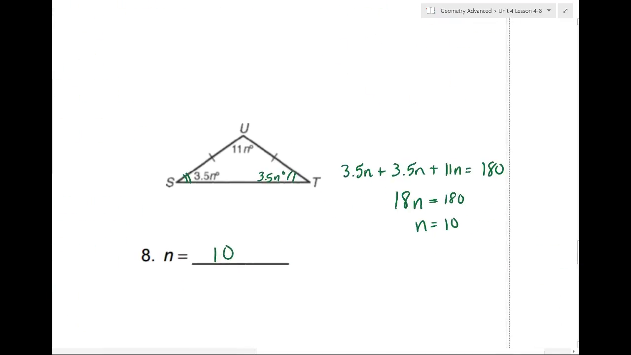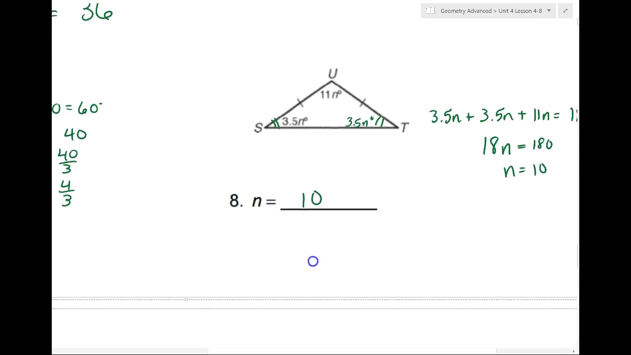All right, guys. On the problem I just had you working on, what did you mark in the small triangle on the right? What did you put in there? They're all how many degrees? Yeah, they're all 60 degrees.